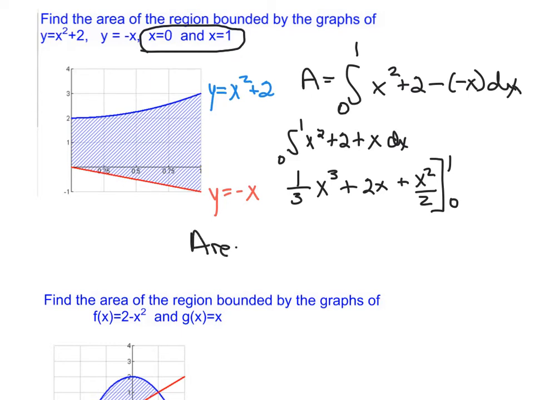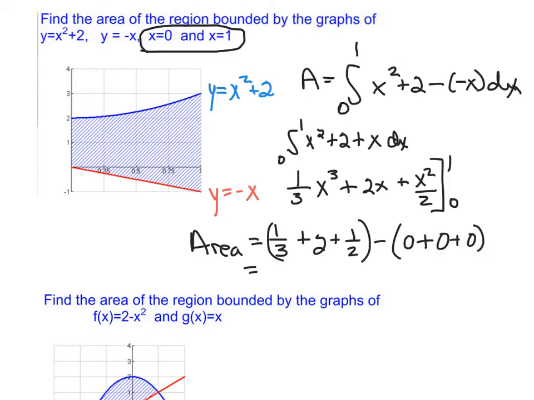So our area will be equal to, let's substitute the 1 in first, so we've got 1/3 plus 2 plus 1/2. And then when we substitute 0 in, we're going to get 0 plus 0 plus 0. I can find a common denominator, so that's going to be 2/6 plus 12/6 plus 3/6. Giving me a final answer of 17/6 for the area between those two curves.